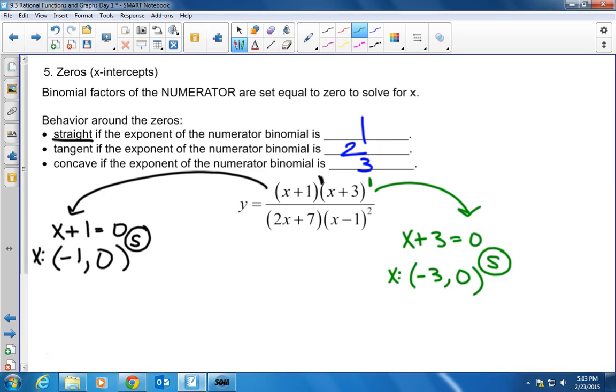All right, so now we're going to move on and go to our next step in getting all of our pieces for our puzzle into graphing a rational function.